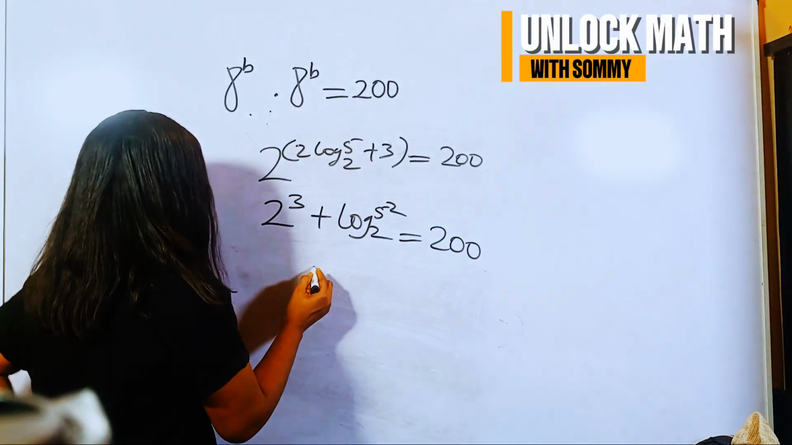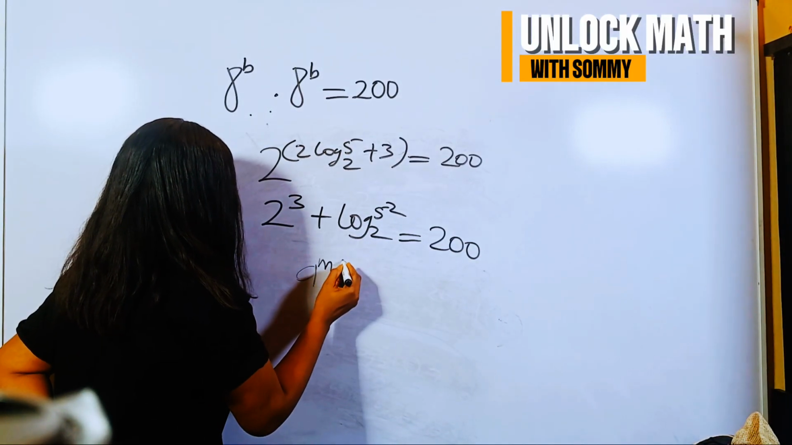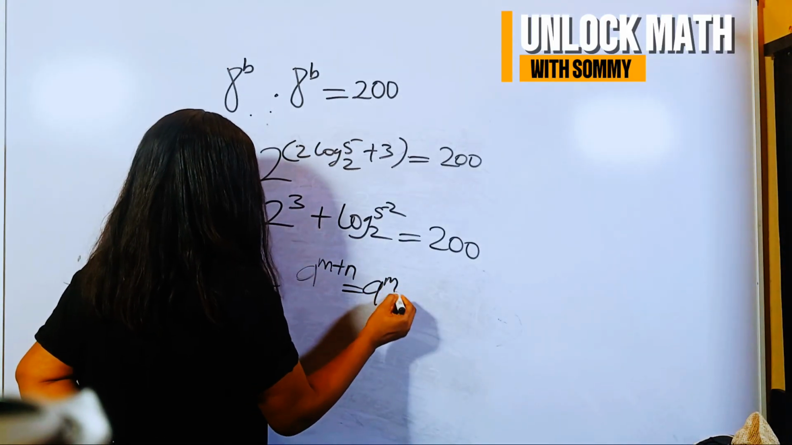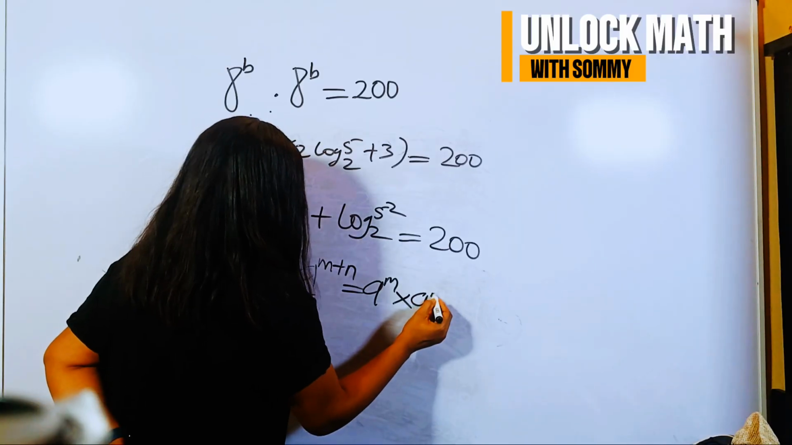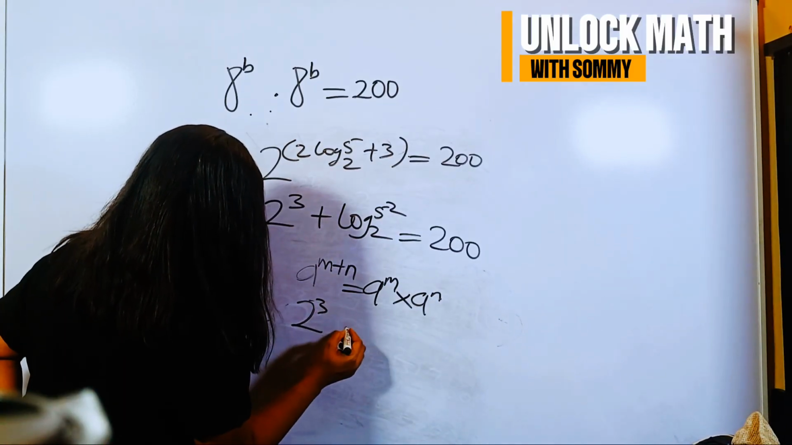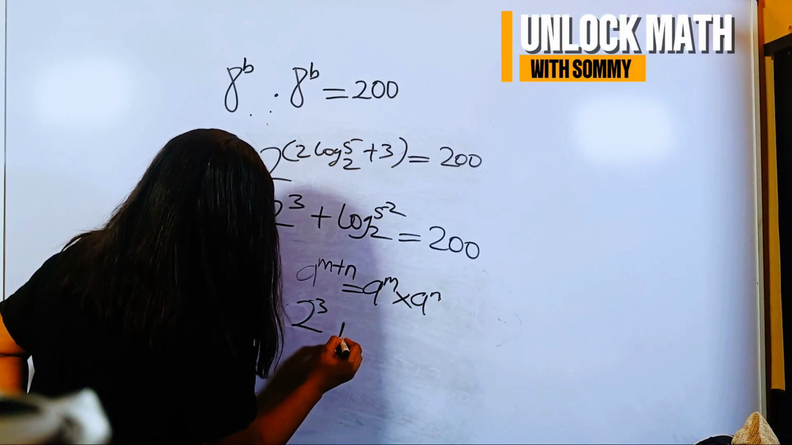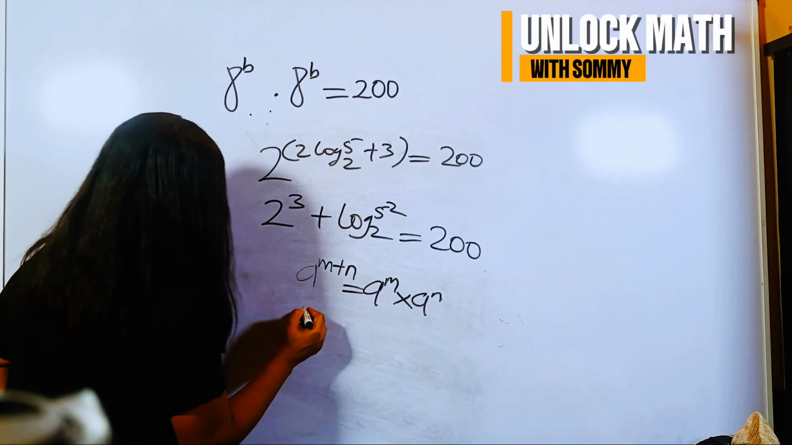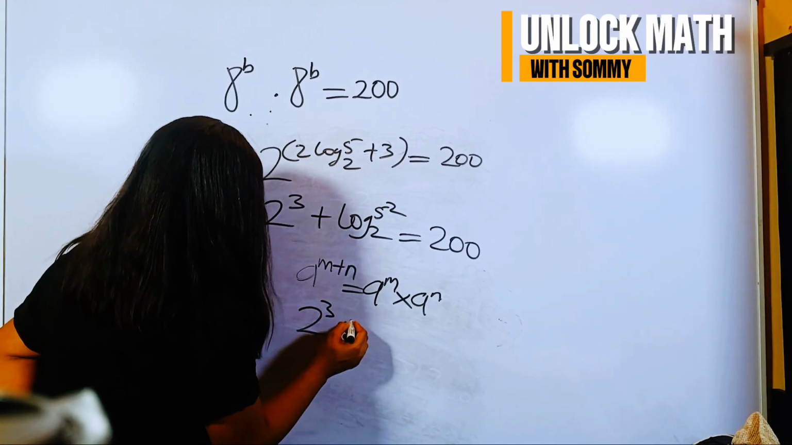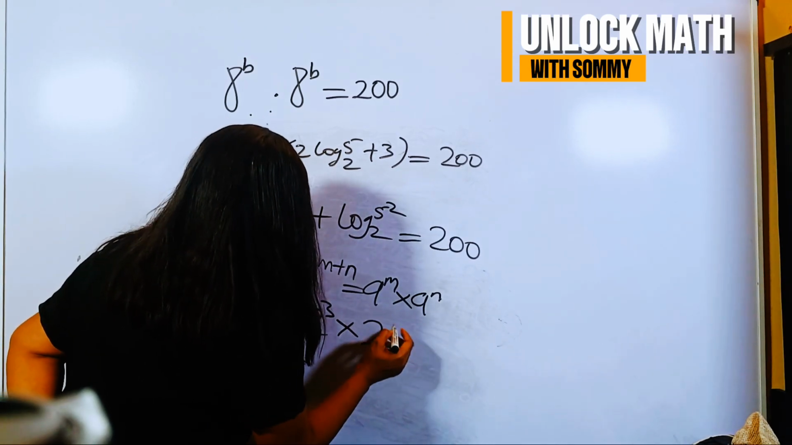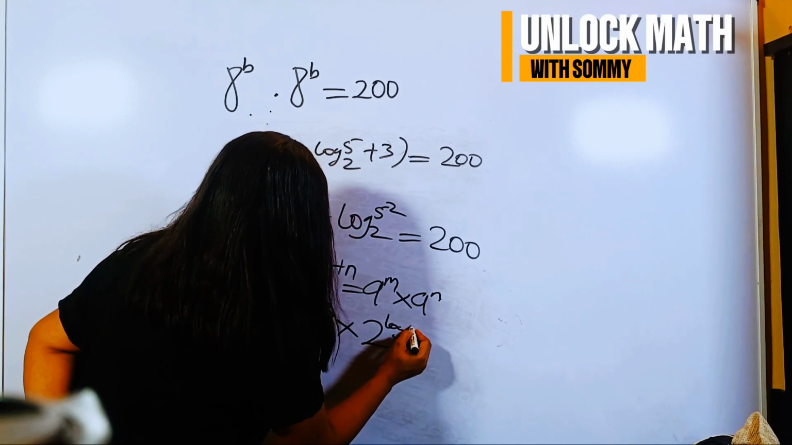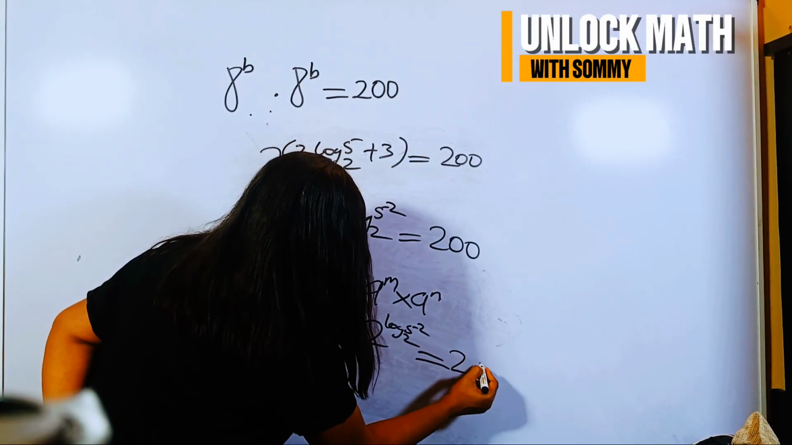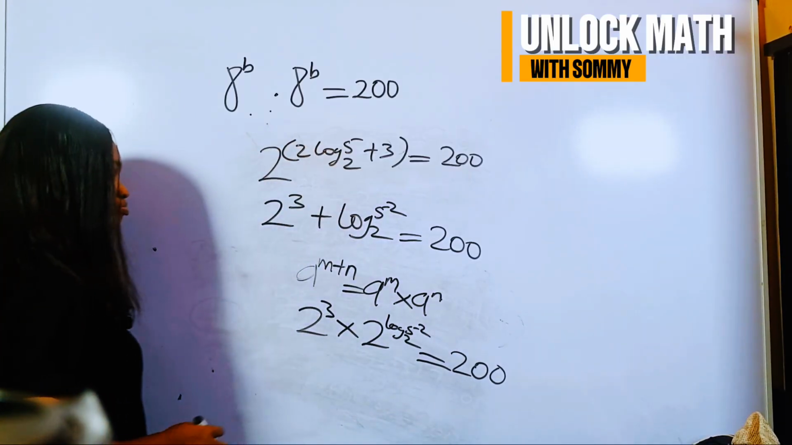Recall that a raised to m plus n is the same thing as a raised to m multiplied by a raised to n. If you apply this here, we now have 2 raised to the power 3 multiplies 2 raised to the power log 5 squared base 2. Now this will give us 200.